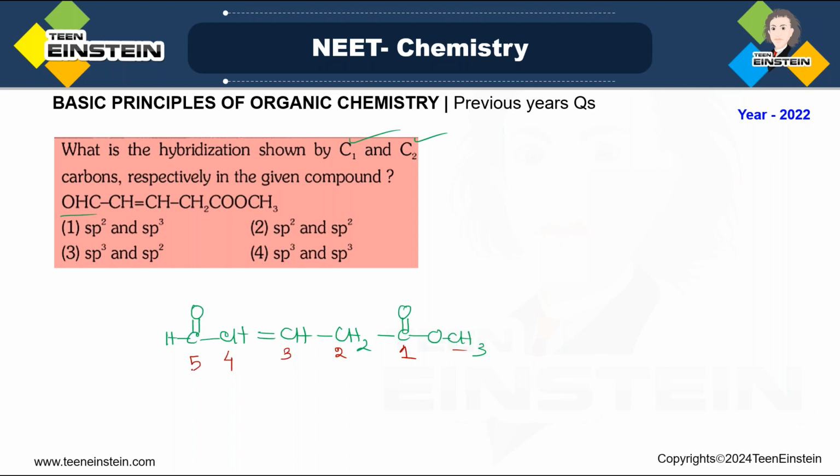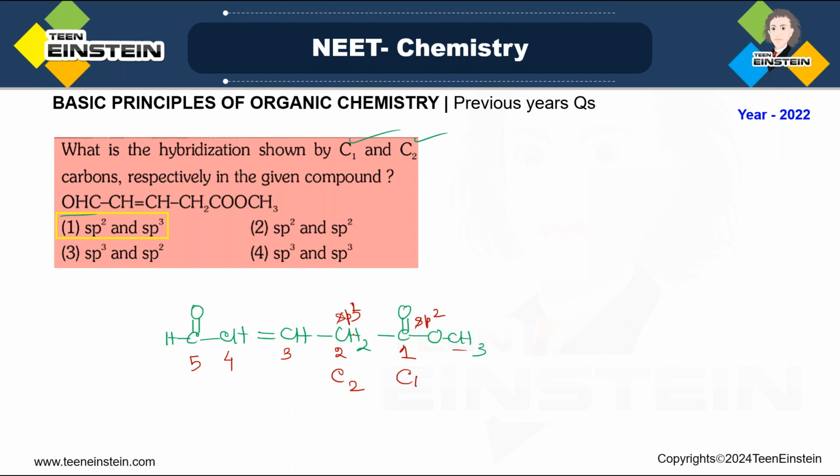So this is actually C1, this is actually C2. Now C1 is a carbonyl group, so it is sp2, and this is sp3. It is not part of any double bond or triple bond. Sorry, sp3. So sp2 and sp3. That means option 1 is the correct option.